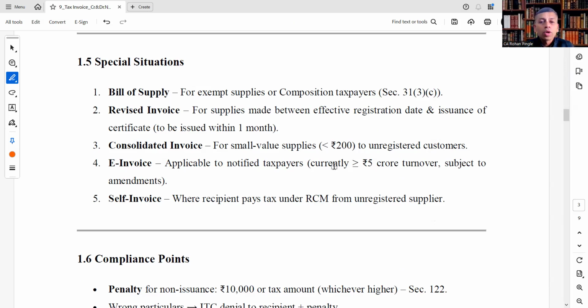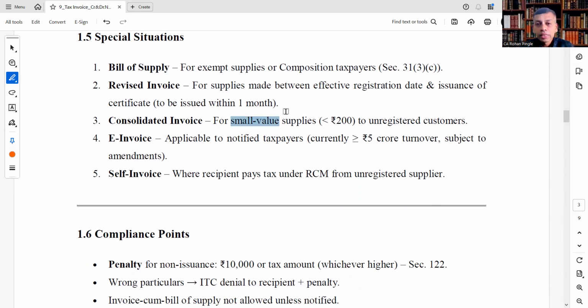Then consolidated invoice. For small value supplies less than or equal to rupees 200 to unregistered customers. Means in that case, you are not required to generate a tax invoice for each and every supply. You can consolidate and issue one tax invoice, maybe at the end of the month, and consolidate those invoice amounts. But that is for small value supplies less than or equal to rupees 200 to unregistered customers, that is B2C.